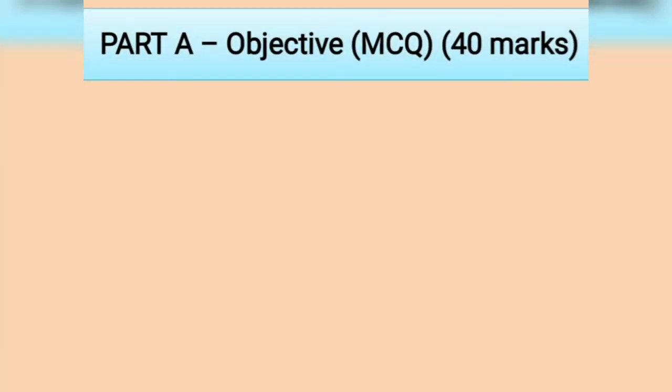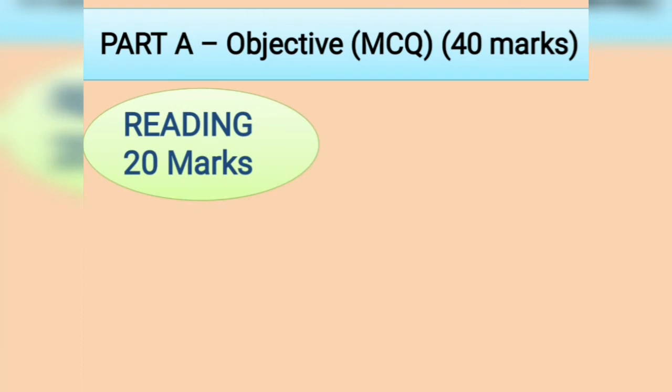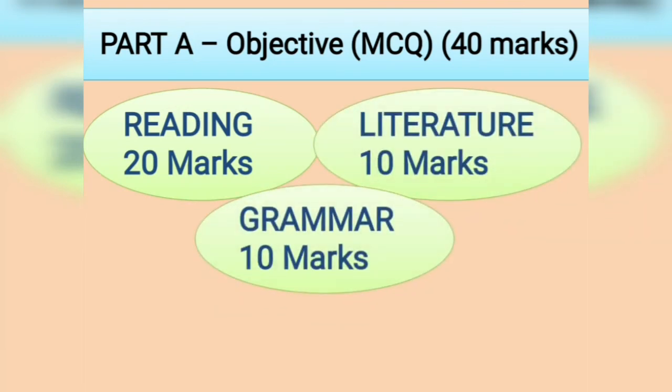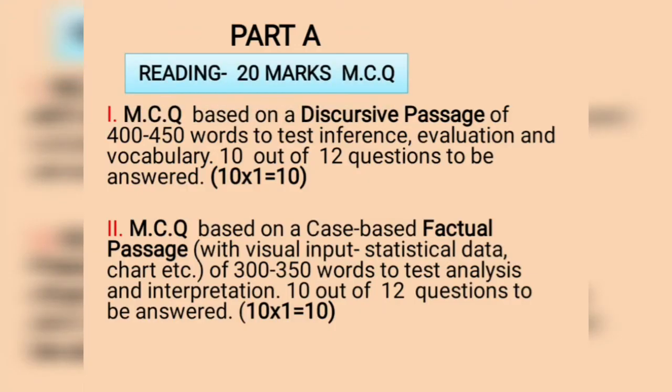Now let us have a glance at part A once again. There are 3 major areas in part A: reading, literature and grammar. Let us look at the question paper question wise. Question number 1 is a reading passage. It's a discursive passage wherein you will be tested for inference, evaluation and vocabulary.